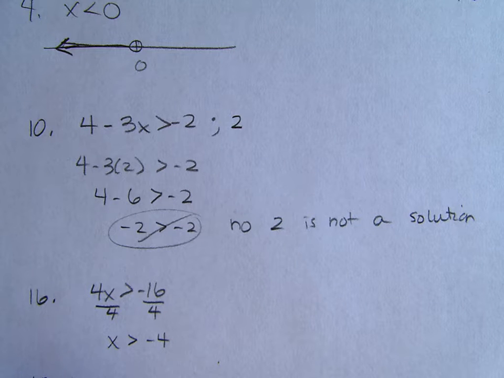Sometimes you have to remember that when you multiply or divide by a negative, the symbol reverses. So in this case, if I want to undo -1/2, I multiply by -2 over 1. My negatives cancel, the 2's cancel, and I have to change the sign. When you multiply or divide by a negative, you have to change the symbol. X is greater than 14.